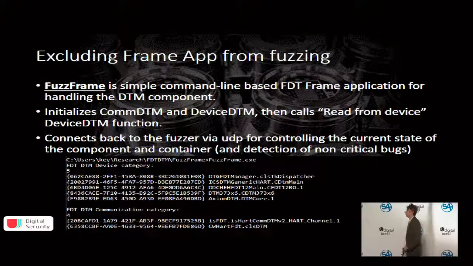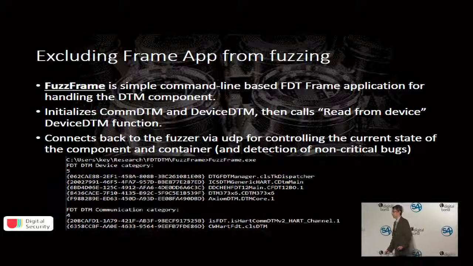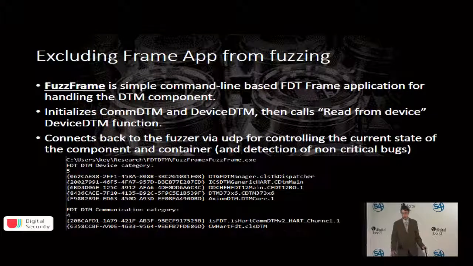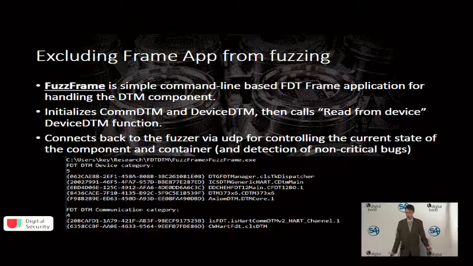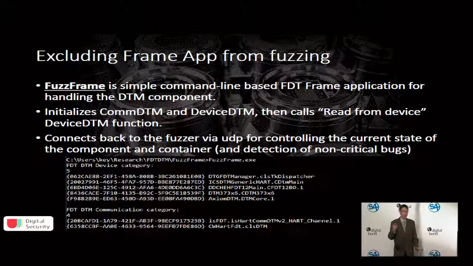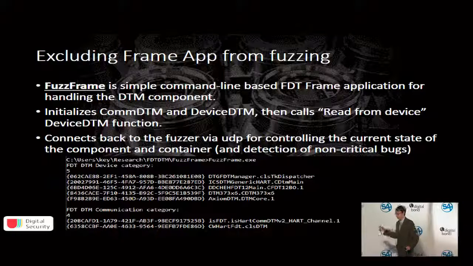The other question was how to exclude the frame application from fuzzing. We did this by creating a simple command-line based FDT frame application. It does simple tasks. It emulates the FDT frame operations: it initializes the comm DTM and device DTM, then calls the read function from the device DTM, and connects back to the fuzzer via UDP for controlling the current state of the component and also for detection of non-critical bugs, bugs that won't crash the whole container, such as XML injection, SQL injection, and others. The screenshot of the fuzz frame is on the slide.